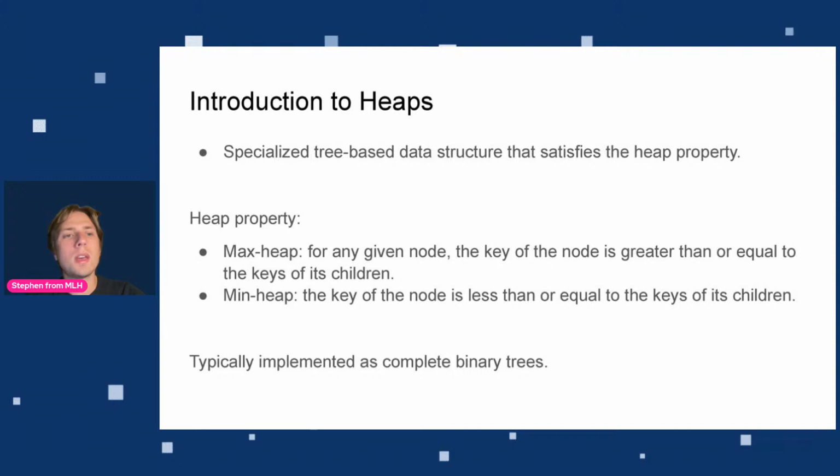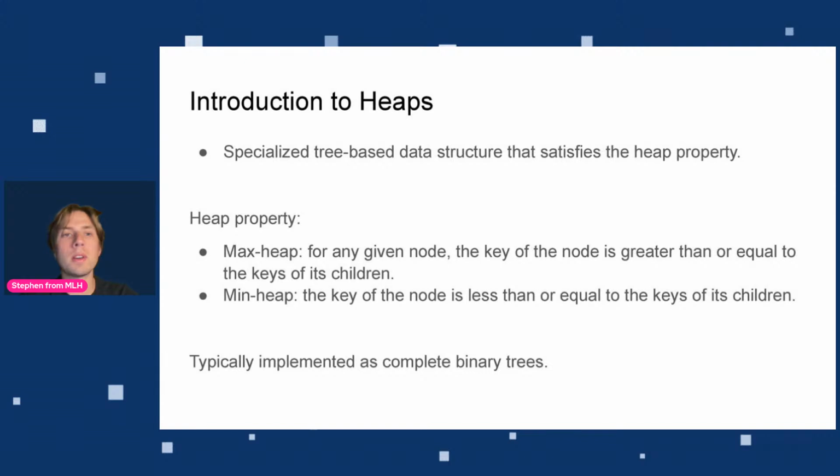And so there are two properties here. First is called max heap, which for any given node, the key of the node is greater than or equal to the keys of its children. And there's also min heap. So in a min heap property, we would have the key of the node being less than or equal to the keys of its children.